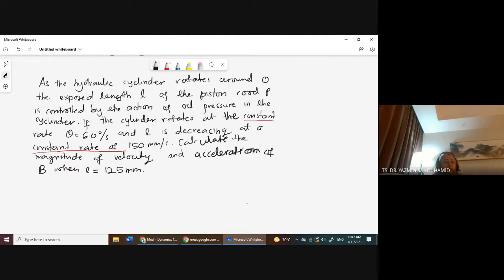of B. Okay, now you need to draw the diagram. I will draw the diagram for you. So there is a horizontal axis here, and there's this piston. And then there's this particle B.